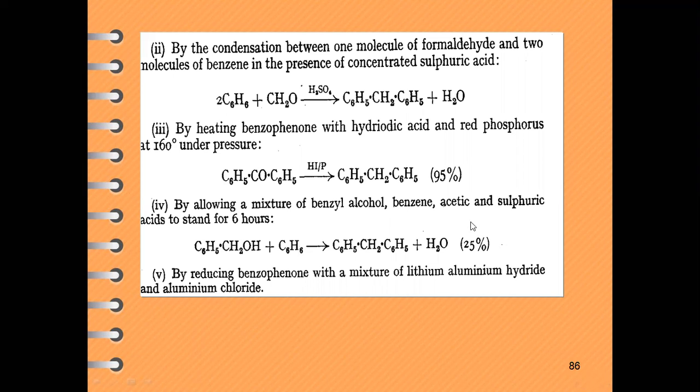But neither have we utilized any condensing agent, nor have we used any high pressure and high heat. The yield of this product is minimal, only 25%. Now, the last and fifth method for the formation of diphenylmethane is by reducing benzophenone with a mixture of lithium aluminum hydride and aluminum chloride.